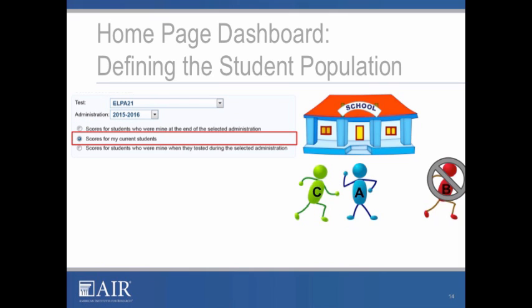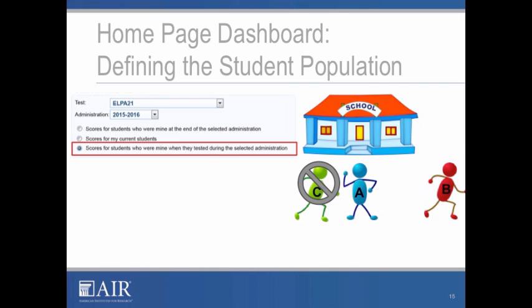Selecting the second radio button will also exclude Student B's score, but it will include Student C, who is currently associated with you. This option helps you answer the question, how did my current students perform on last year's test? Selecting the third radio button will include scores for students A and B and exclude student C's scores from the report. This option helps you answer the question, how did my students from last year perform on the test, including students who moved away during the school year?